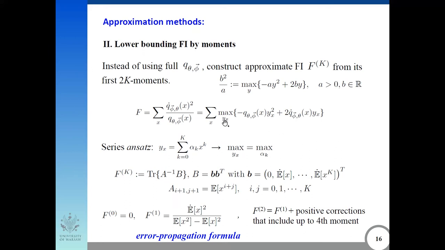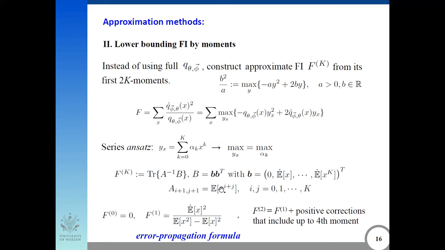And then instead of maximizing over this y_x for each of the x, we can try to control it by proposing a series ansatz, a power series of this y_x. Therefore, the maximization over all these different y_x turns into a maximization over the coefficients in the power series. And how much we truncate the power series, the k, is exactly what is reflected in the moments of the probability distribution. If you just do the mathematics, you'll find that you can write this nicely as a trace of two operators, one inverse, where B is a column vector, the rank one operator, where the vector is basically the moments, but with the derivative with respect to the parameter.